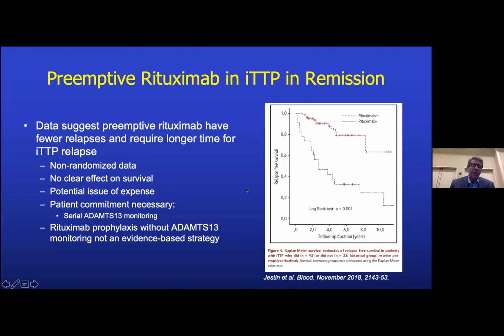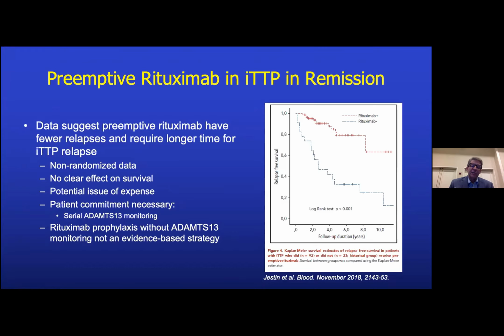So we say these are not randomized data where one person got rituximab and one didn't. It's not clear if this is an effect on survival. We don't believe this quote unquote cures TTP, but it bumps or delays potential relapses. But you can see if we'd like to refine better who exactly needs this, we save people the time, trouble, expense, and serial monitoring that is required with this.